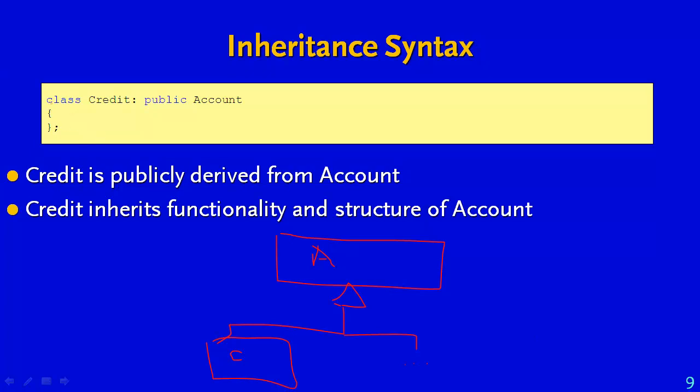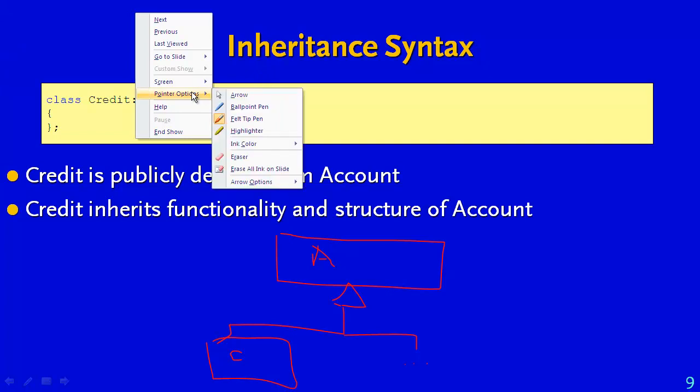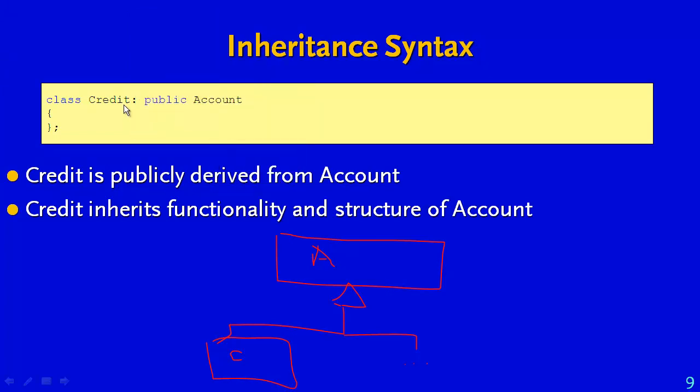So the mapping from UML to C++ is the following. I say class credit in my header file credit.hpp is public account, and I define all my functions here in my credit class. So credit is publicly derived from account. What do I mean by that? All the public members in account are visible to the code in credit.